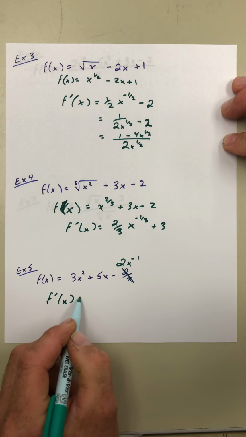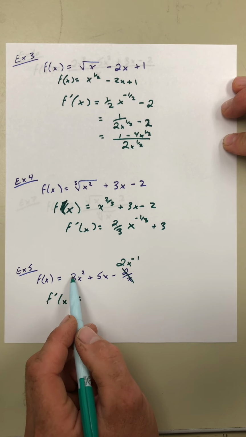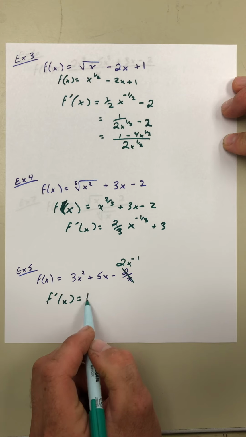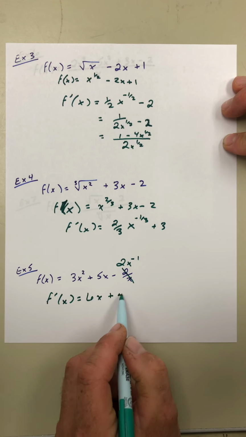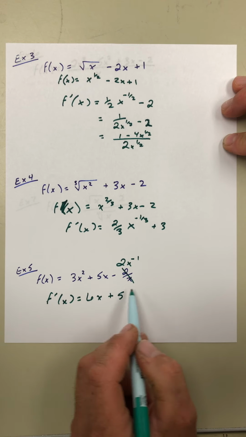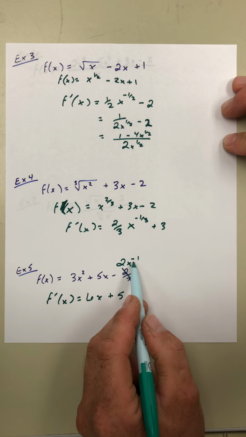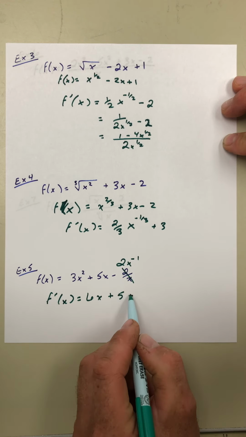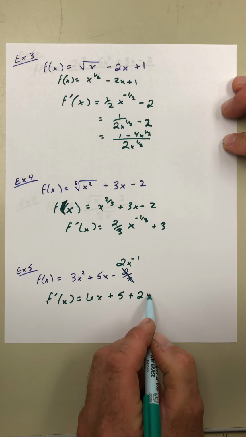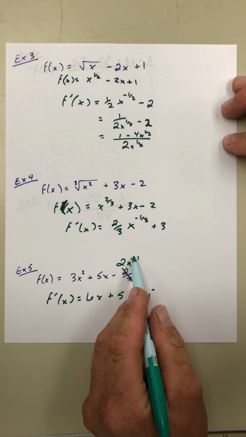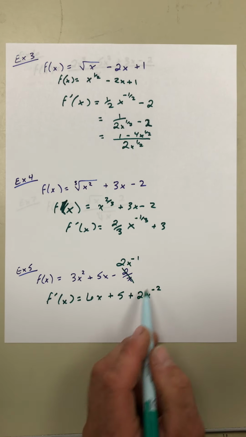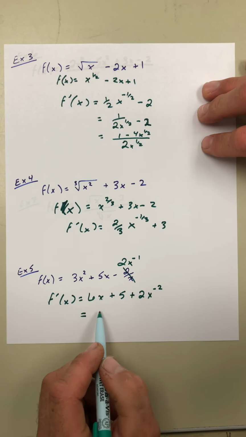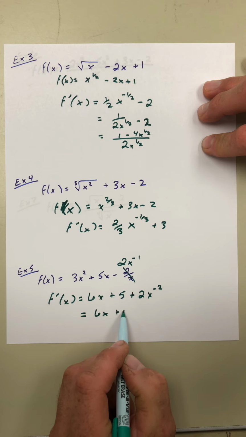So our derivative is going to look like 2 times 3 gives us 6, x to the first, plus 5, minus, we're going to multiply the negative 1 to the negative 2, so it's going to make it a plus 2x, decreasing this by 1, negative 1 minus 1 gives us negative 2. Again, we could manipulate this. It's really up to you.